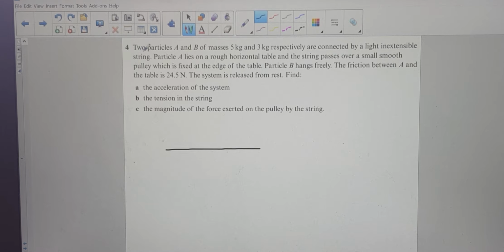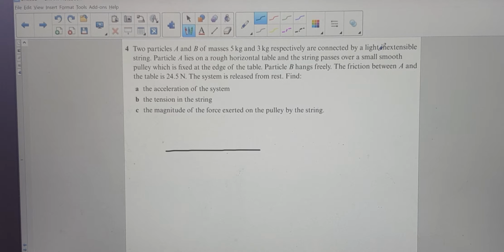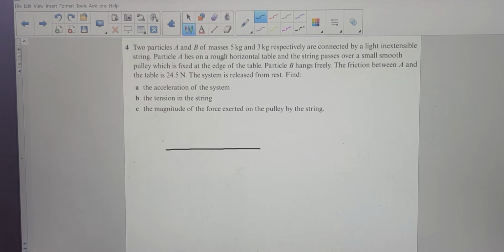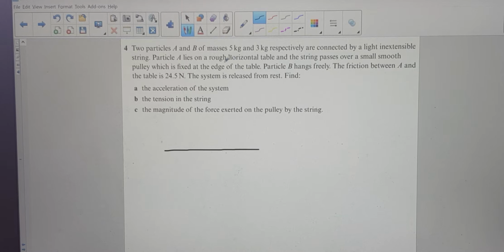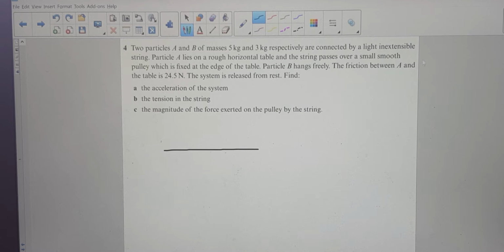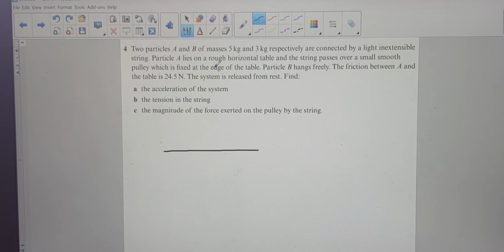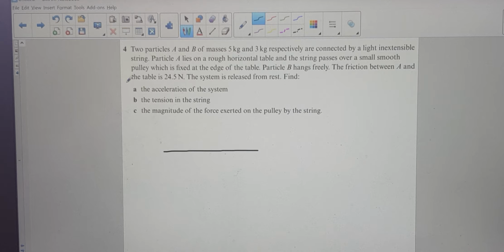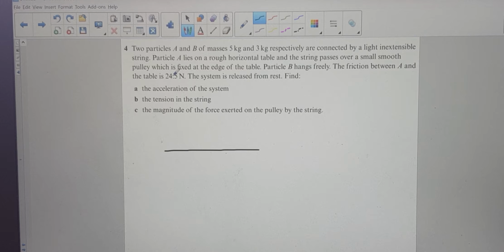Okay, two particles, A and B, of masses 5 kilograms and 3 kilograms respectively, are connected by a light inextensible string. Particle A lies on a rough, that's weird that it's rough. The only reason they're going to tell me if something is rough is because there's going to be friction involved, which will oppose the motion. And the string passes over a small, smooth, no friction, pulley which is fixed at the edge of the table. Particle B hangs freely. The friction of A and the table is 24.5 newtons. The system is released from rest.